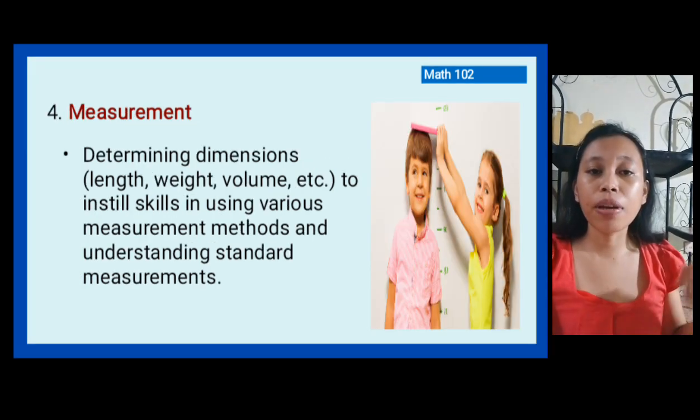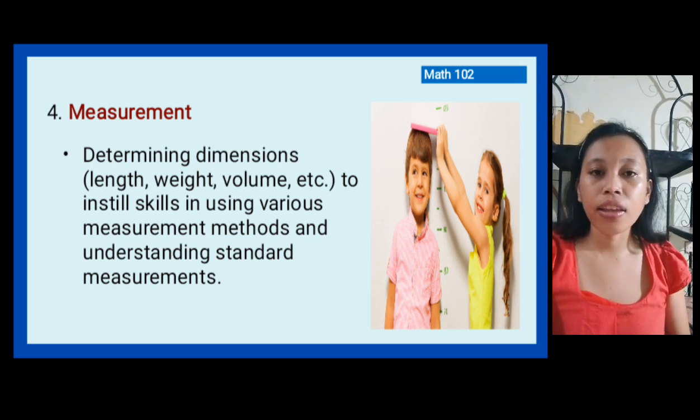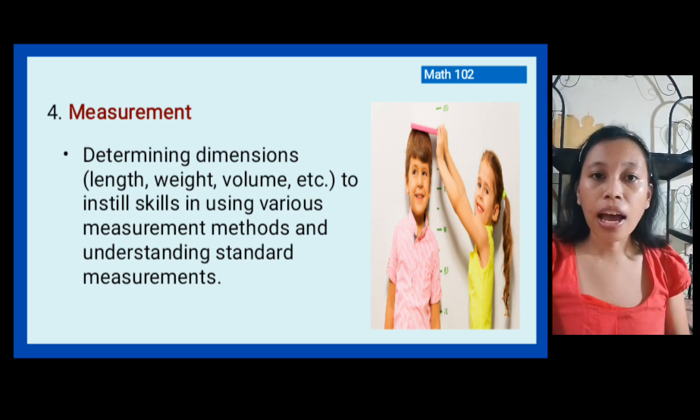Next is the measurement. Determining dimensions, length, width, volume, etc., to instill skills in using various measurement methods and understanding standard measurements.